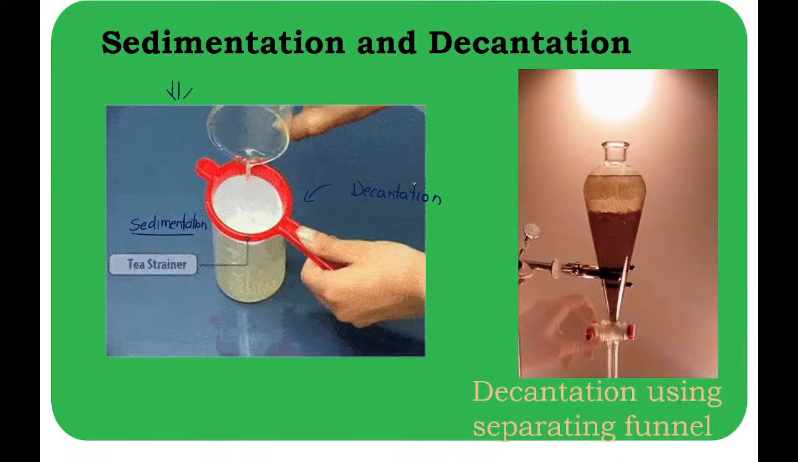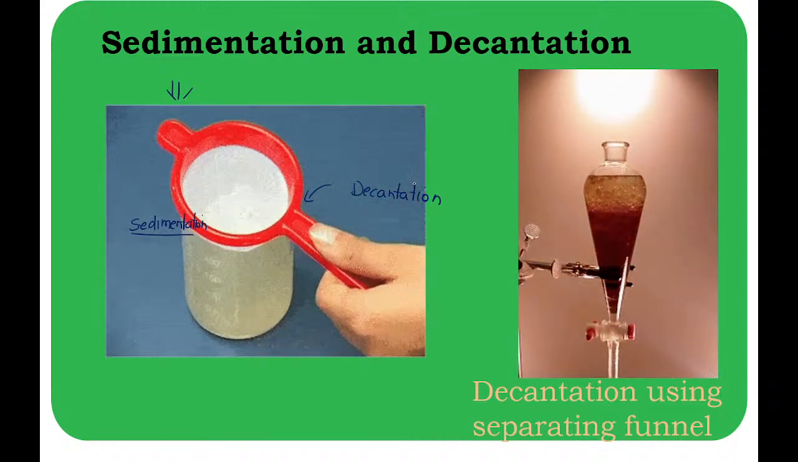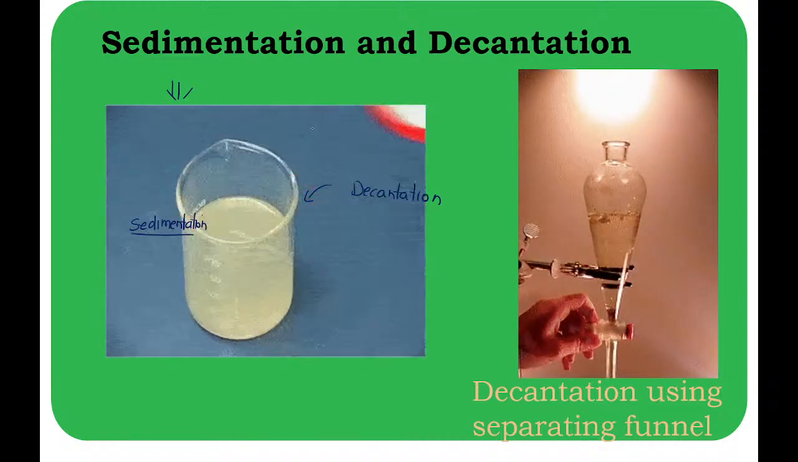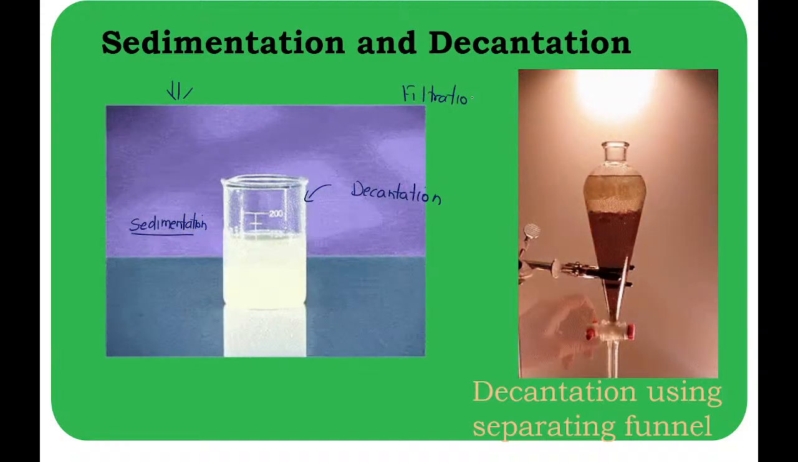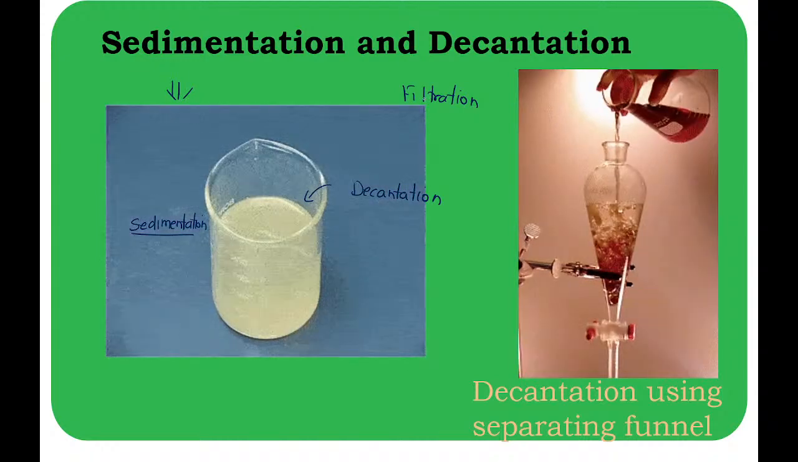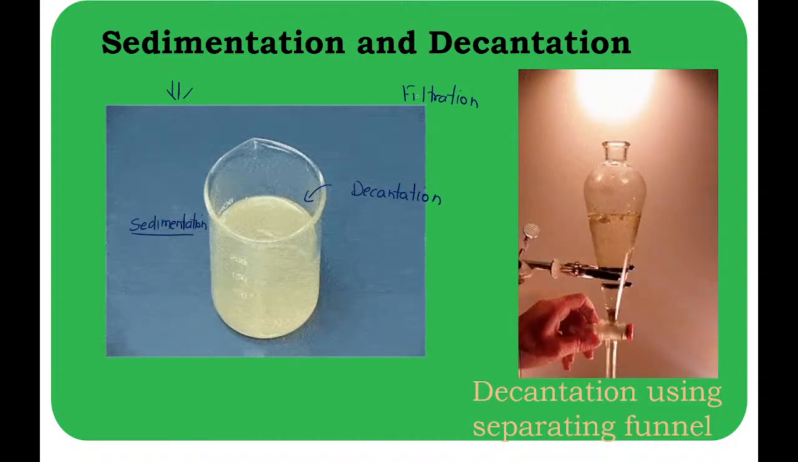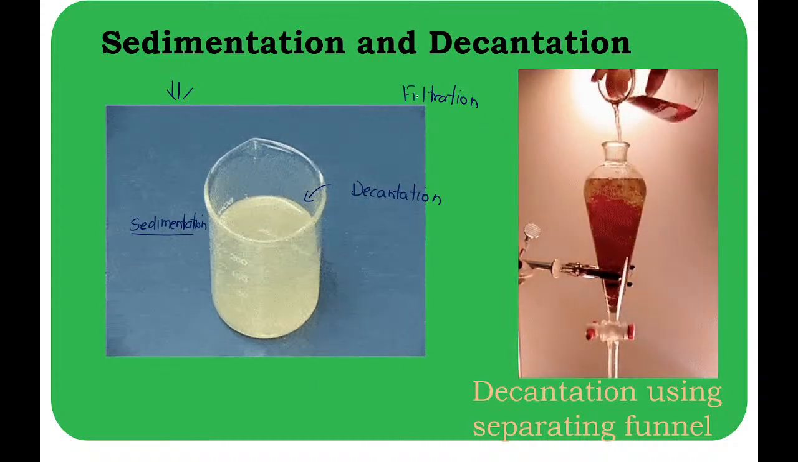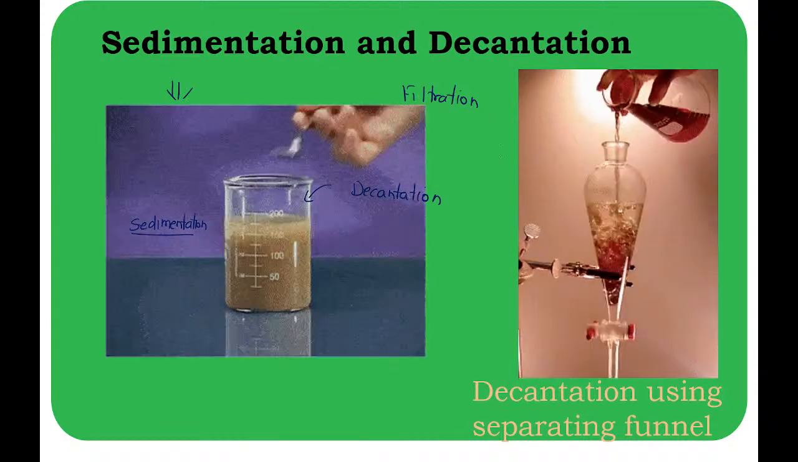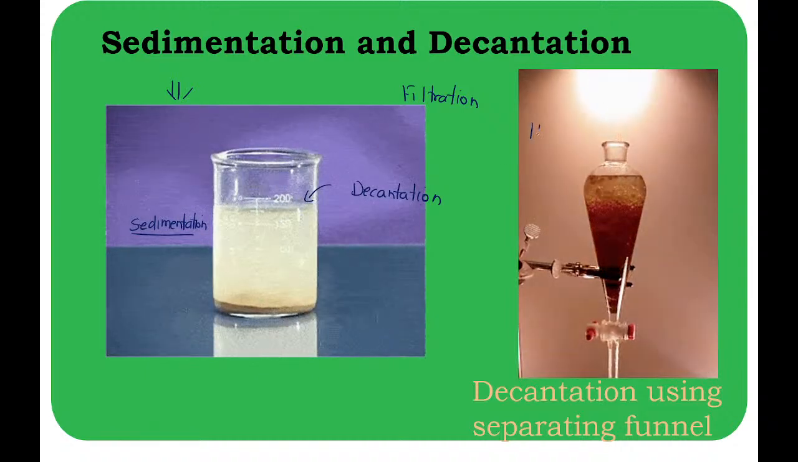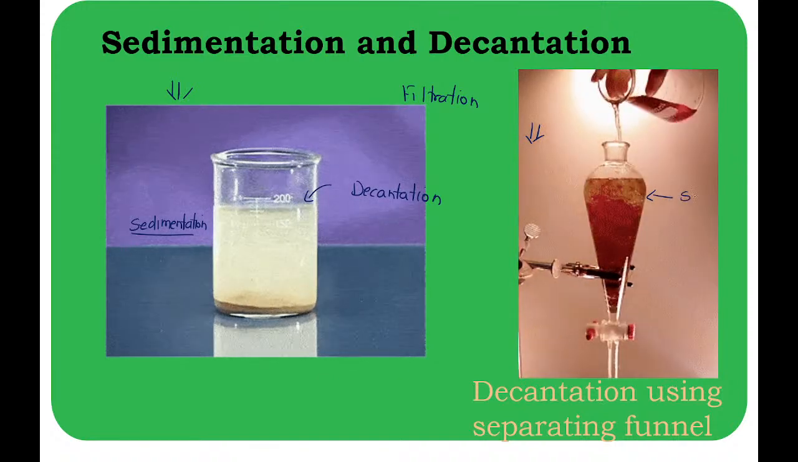Now to remove further impurities, you are using a filter paper. So sedimentation, decantation, and the third method used here is filtration. So sometimes more than one method is used. Not necessarily always one method will be used. More than one method is used to separate the components of a mixture. So in the animation you have seen sedimentation, decantation. This is again decantation using this kind of funnel, and this funnel is called a separating funnel.